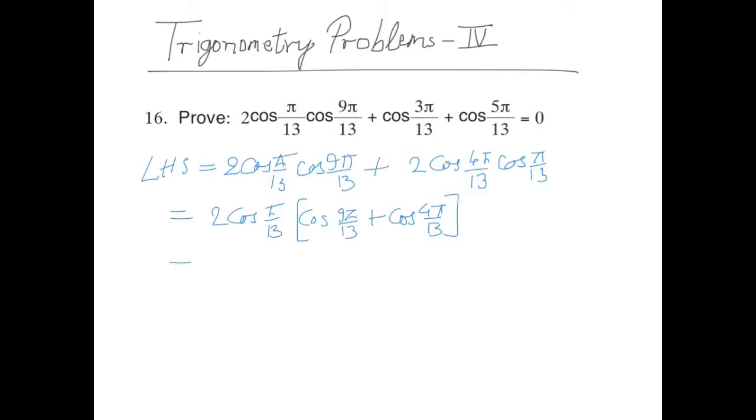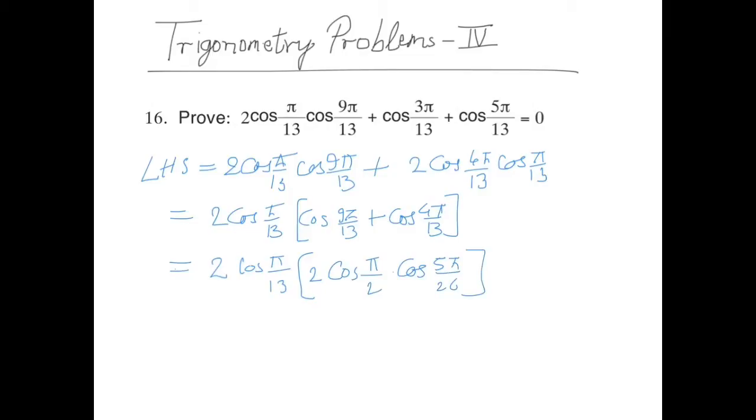And we can once again apply the formula of cos a plus cos b. So we have here 2 cos pi by 13 times 2 cos (a plus b)/2, which here would be (9 pi plus 4 pi) by 13 times 2, which is 13 pi by 26, which is actually pi by 2. So we have cos pi by 2 times cos (a minus b)/2, which would be cos of 5 pi by 26.